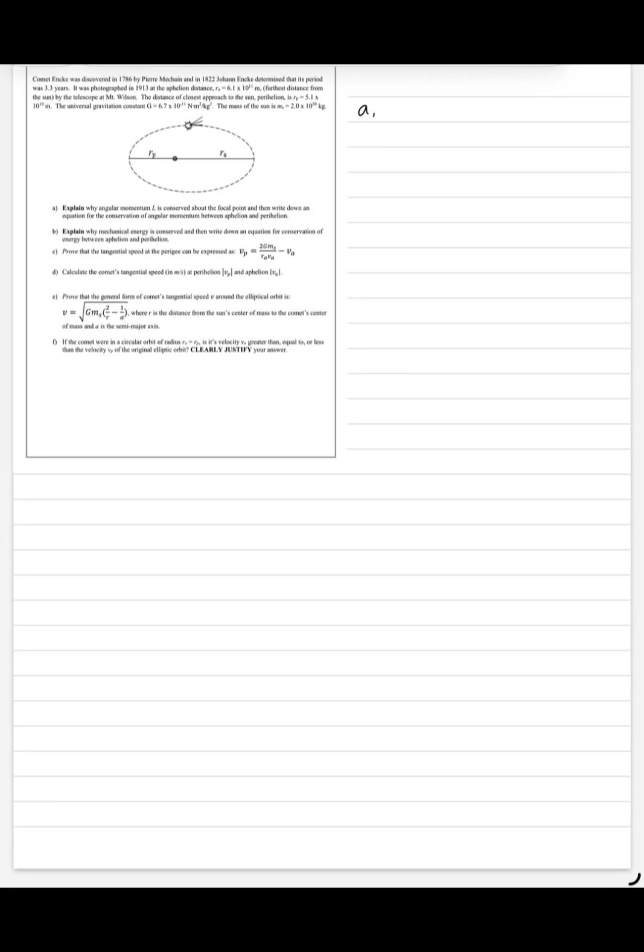For part A, net torque is equal to 0 because the only force acting on it is the force of gravity, but it's acting on the center, so there's no torque because there needs to be a radius. Because net torque is 0, the change in angular momentum is 0. So that means angular momentum is conserved.